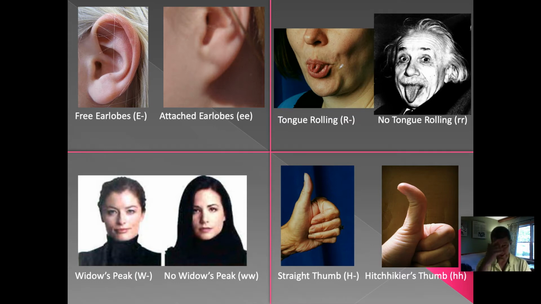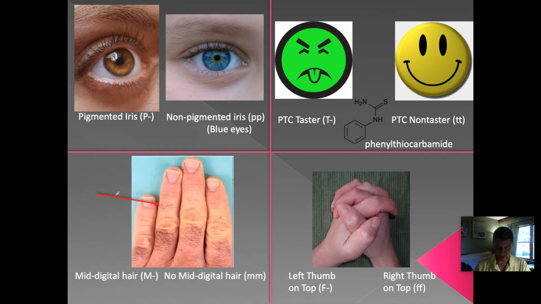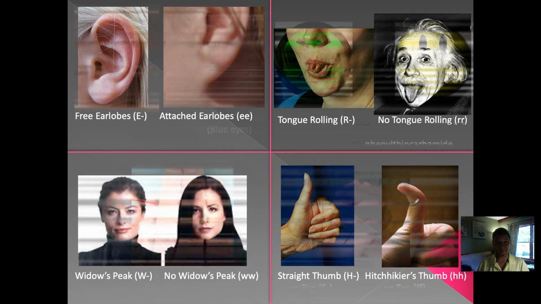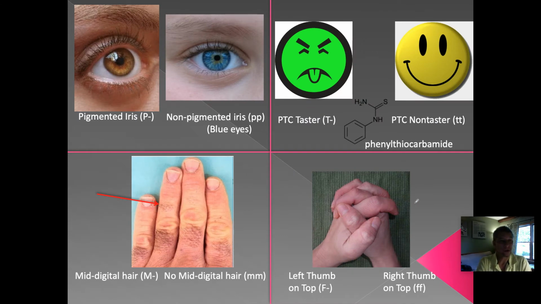Do you have a widow's peak? That's the little point in the hair here. That's a widow's peak. Whereas if you've got no widow's peak, your hairline is smooth or smoother anyway. When you put your thumb up, do you have a straight thumb or a hitchhiker's thumb? Look at how backward this thumb actually is. So those are the first four. Pigmented irises is a dominant trait, whereas non-pigmented irises are a recessive trait.